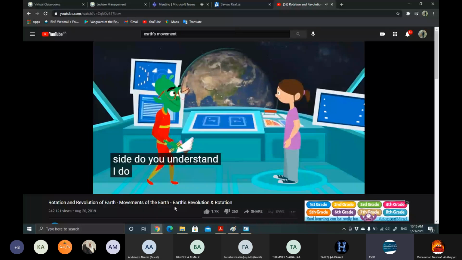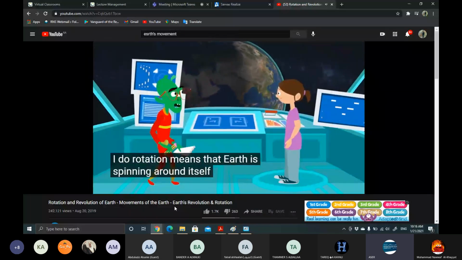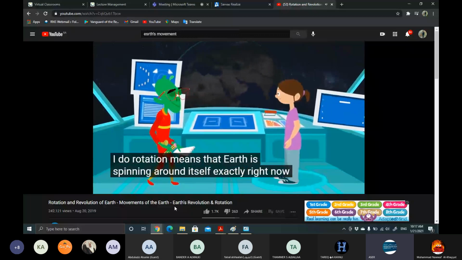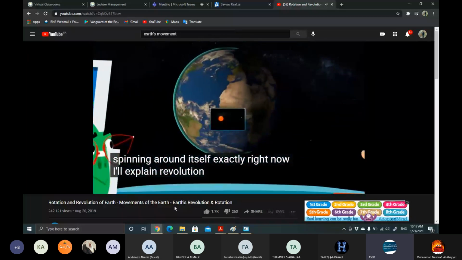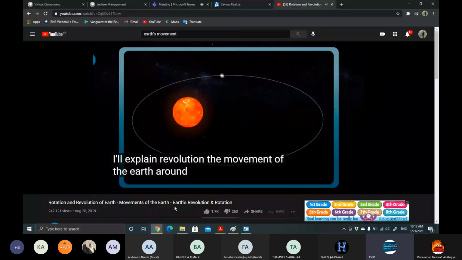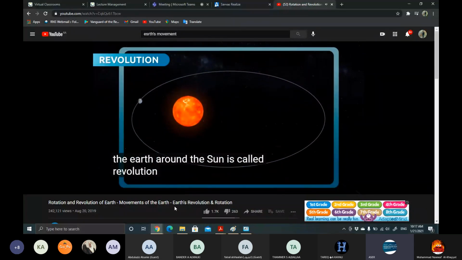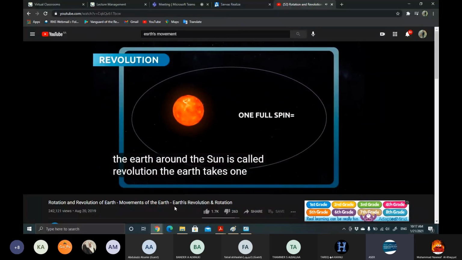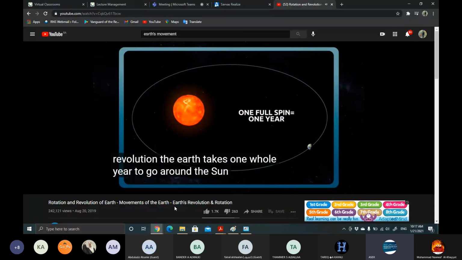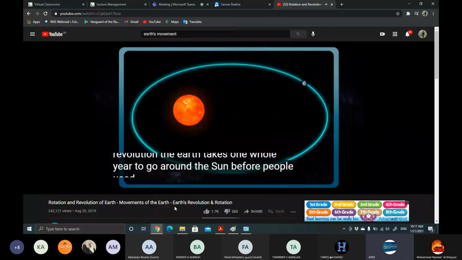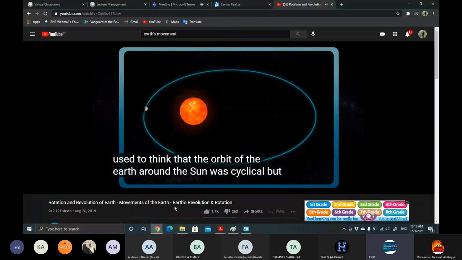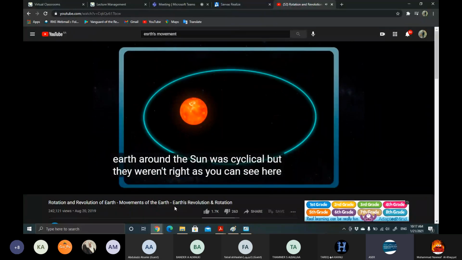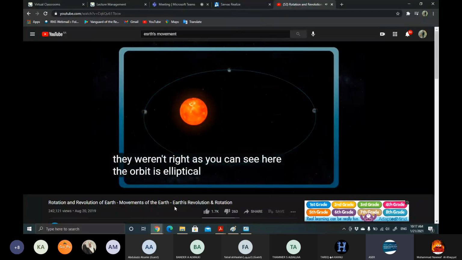I do. Rotation means the Earth is spinning around itself. Exactly right. Now I'll explain revolution. The movement of the Earth around the sun is called revolution. The Earth takes 1 whole year to go around the sun. Before, people used to think that the orbit of the Earth around the Sun was circular, but they weren't right. As you can see here, the orbit is elliptical.